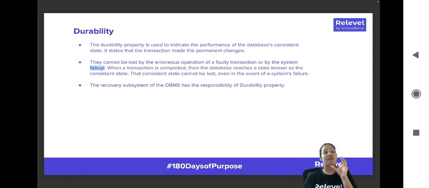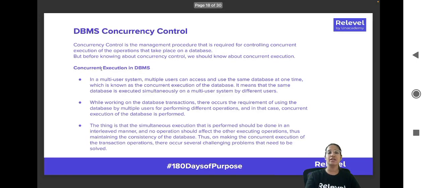So you have to make sure of recovery. Whenever a system failure happens, obviously you will lose some data, but the durability or the recovery system of the DBMS should ensure that all of those committed transactions and the changes that happened are recoverable. So this is the concept of durability whenever we talk about transactions in DBMS. This completes our idea of ACID properties.